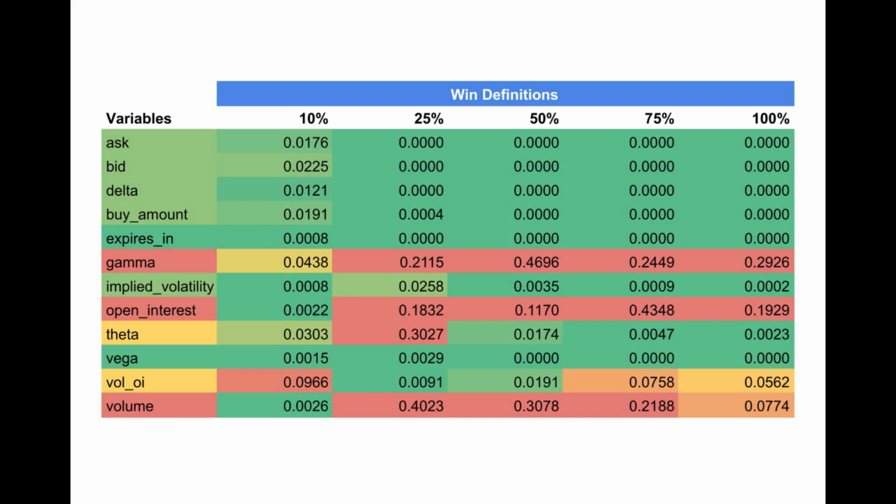Interestingly, theta looks like it's more significant for higher win definitions, which is the exact opposite finding we had for the calls. Volume open interest ratio has some pockets of significance, but the findings largely correspond with what we saw for the calls, in that volume and open interest are probably not worth looking at. What was surprising for me is that gamma, which was significant for calls, is not significant at all for puts.